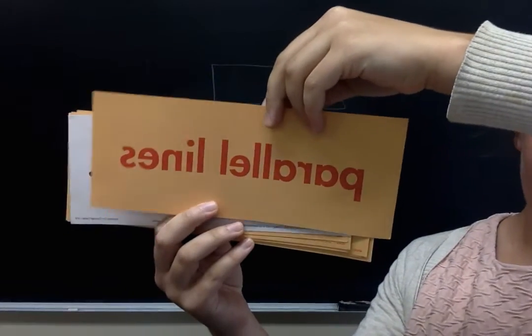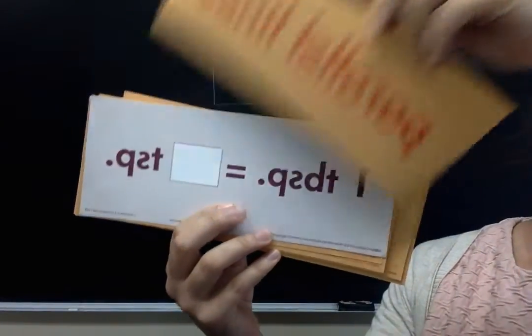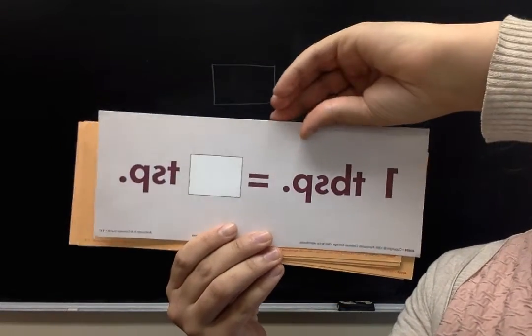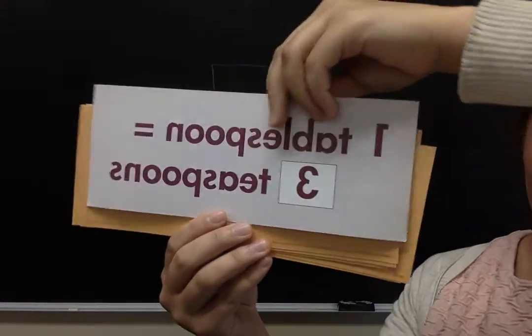These are parallel lines because they are two lines running the same direction beside each other, but they do not intersect. 1 tablespoon equals how many teaspoons? 3.